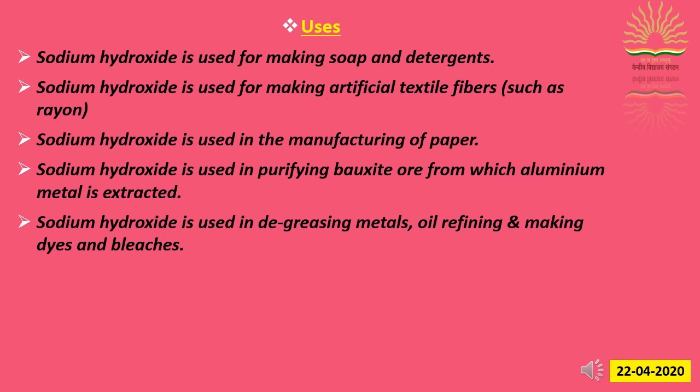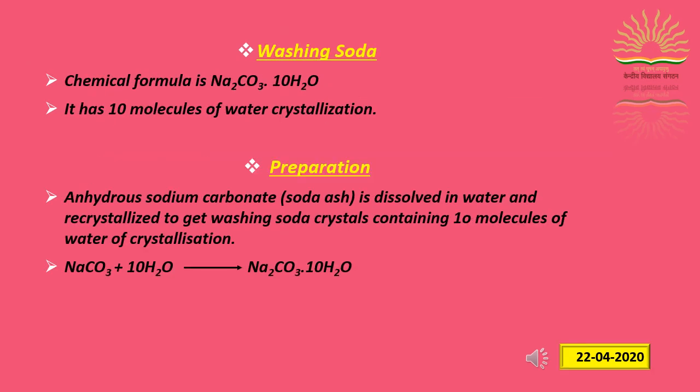Now, next we will see another compound, that is washing soda. The chemical formula of washing soda is Na2CO3.10H2O. This 10H2O is called water of crystallization. Let us see how it is prepared.